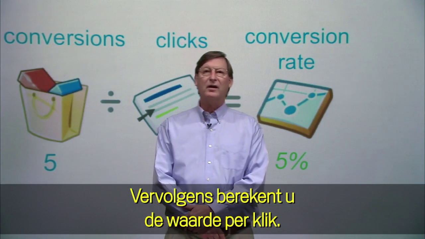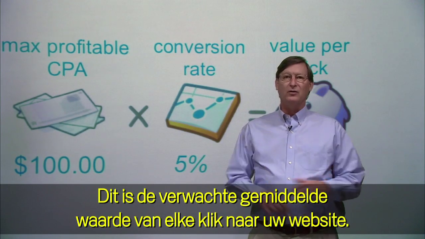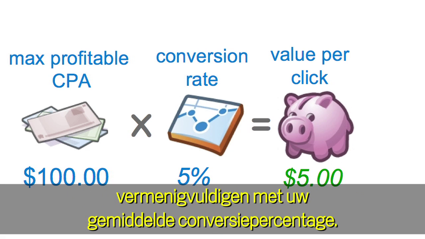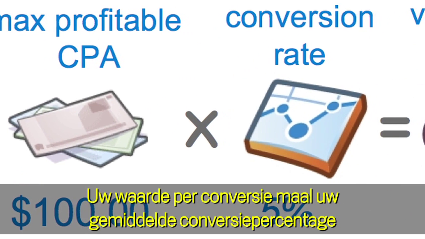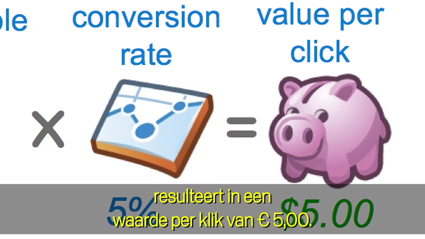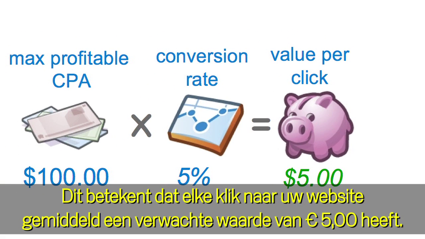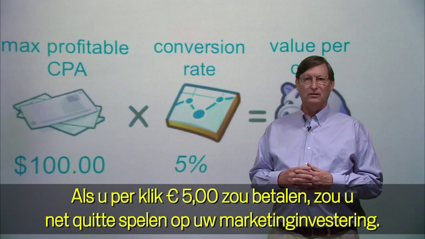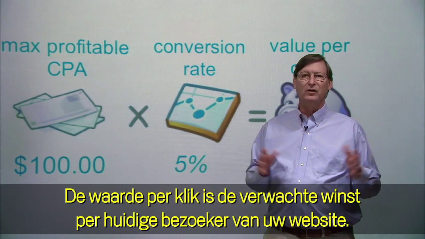The next step is to calculate your value per click. This is the value that you can expect on average for each click to your website. You can calculate your value per click by multiplying your value per conversion times your average conversion rate. That gives you the $5 value per click. This means that on average, each click to your website has an expected value of $5. If you were to pay $5 for each click, you'd expect to just break even on your marketing investment.